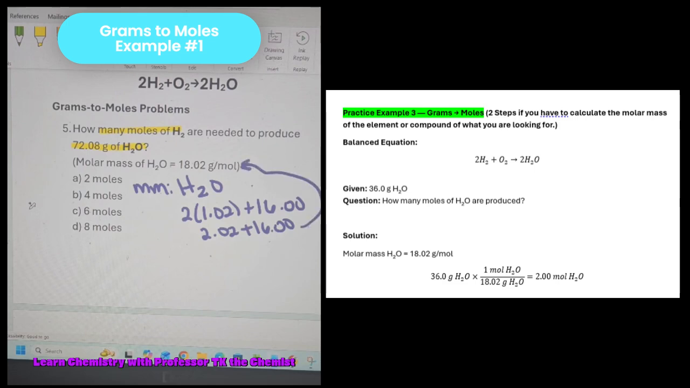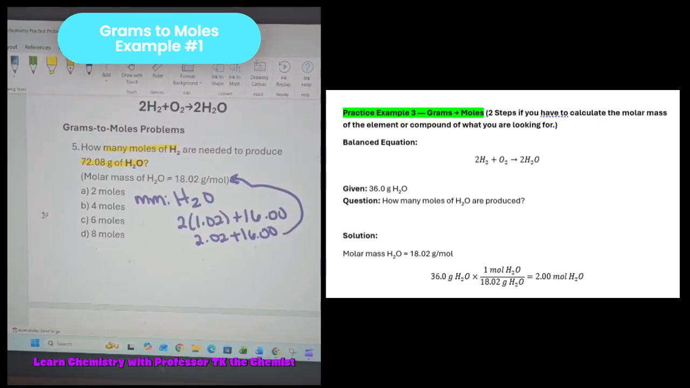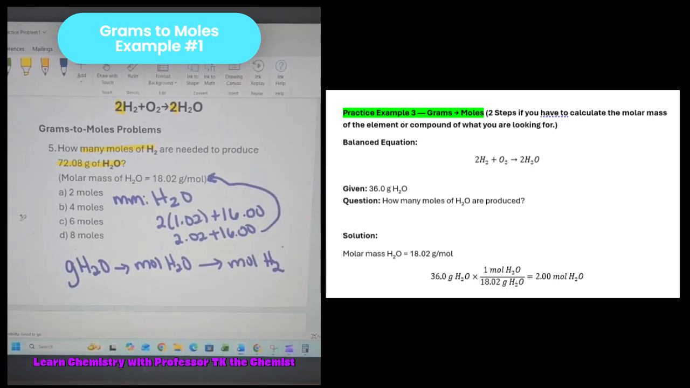Now, to get this next answer, let's go back. We're focused on hydrogen and water. It says how many moles. So for this problem, y'all, you're going to have to go from the grams of water to the moles of water to the moles of hydrogen. So you are walking backwards.